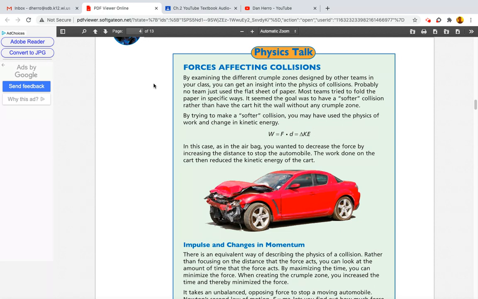It seemed the goal was to have a softer collision rather than have the cart hit the wall without any crumple zone. By trying to make a softer collision, you may have used the physics of work and change in kinetic energy. Work equals force times distance equals change in kinetic energy. In this case, as in the airbag, you wanted to decrease the force by increasing the distance to stop the automobile. The work done on the cart then reduced the kinetic energy of the cart.